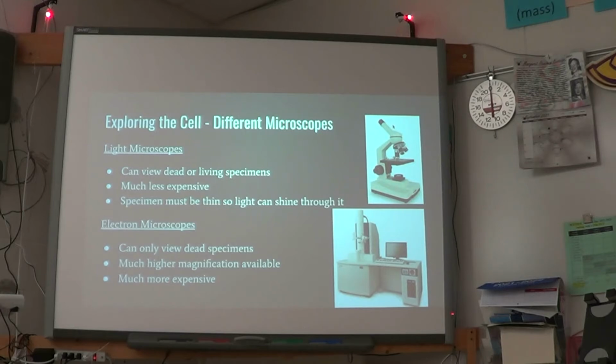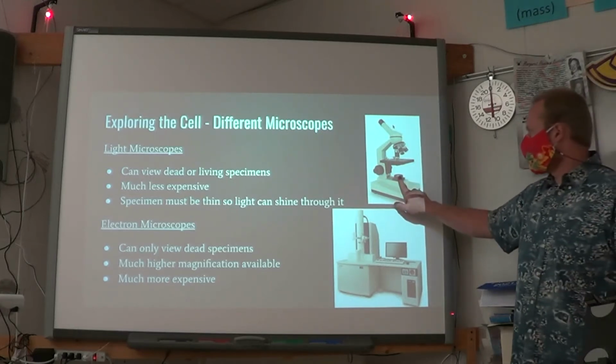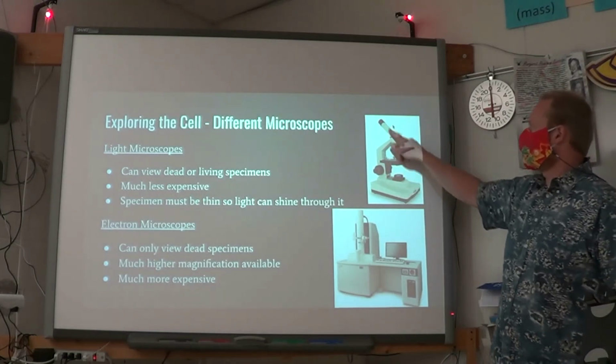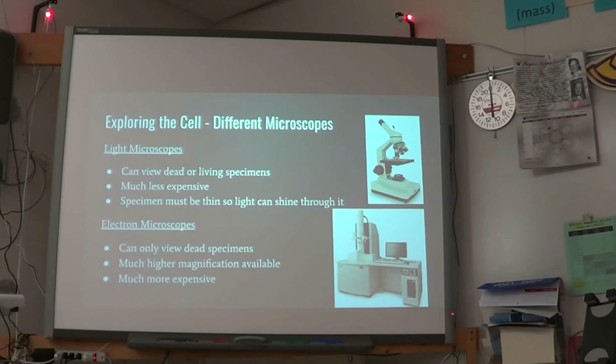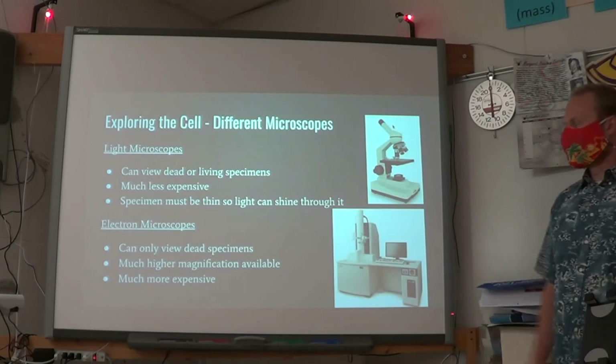But they have to be thin enough so light can shine through them. You have a light source that has to go up through the lens, up into your eye. So they have to be thin enough that you can shine light through. I can't stick my finger under a light microscope and look at my fingerprints. It's not how a compound light microscope works. There's other types of things called dissecting scopes. That's a different thing. And then we have these things called electron microscopes.